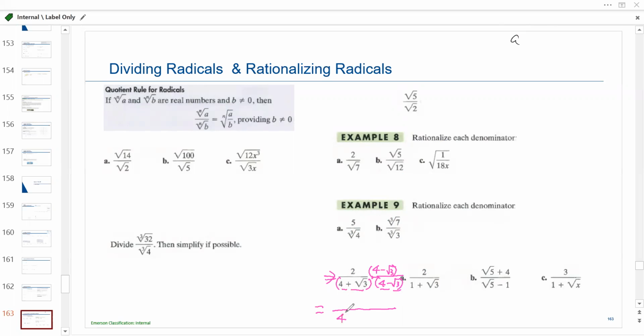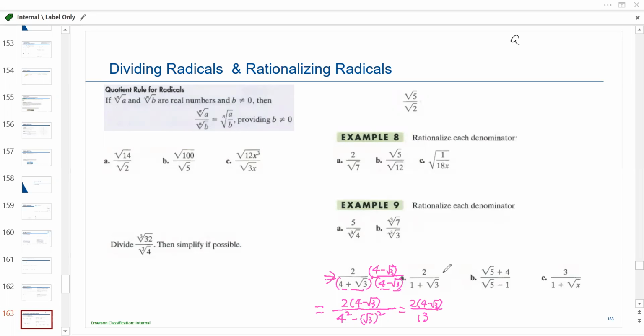So it became 4 squared minus square root 3 squared, right? This is a plus b, this is a minus b. So on the top part, we don't need to change anything, right? We just copy. The bottom part actually changed into 16 minus 3, so it became 13, right? Then 2 times (4 minus square root 3). So you can see the denominator actually changed into what? Into a rational number, not irrational, right?